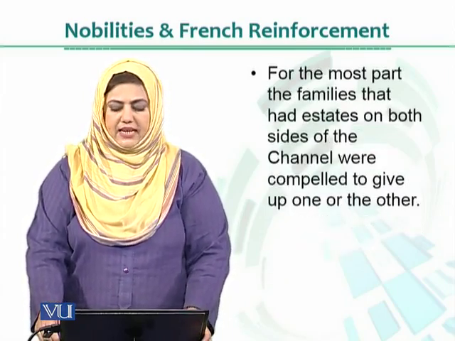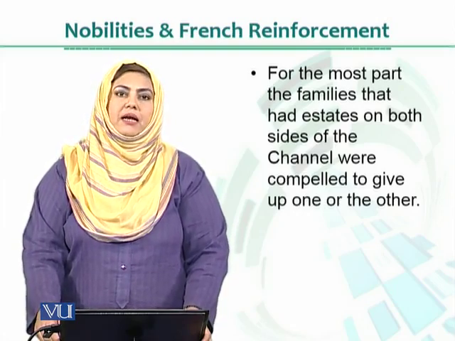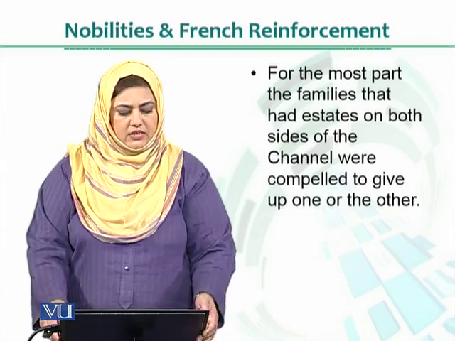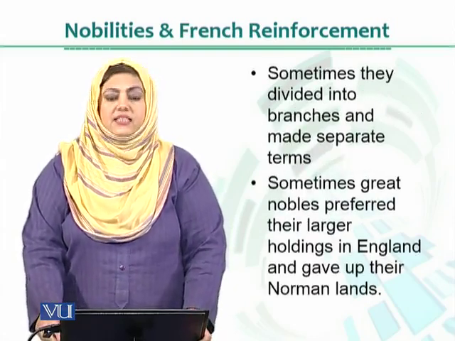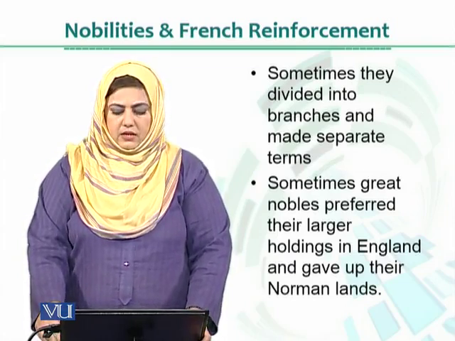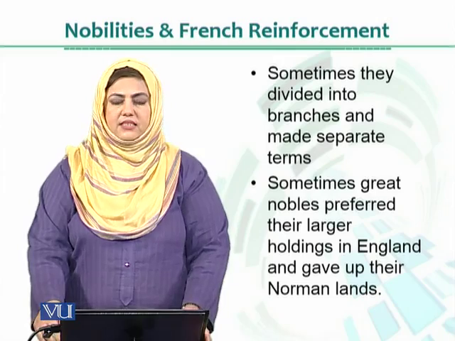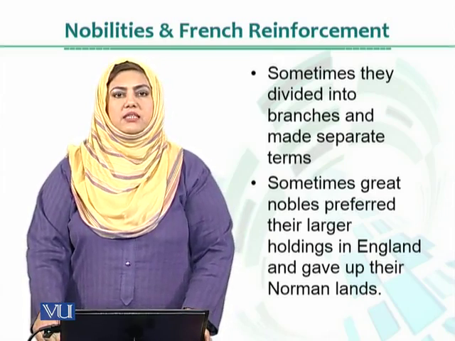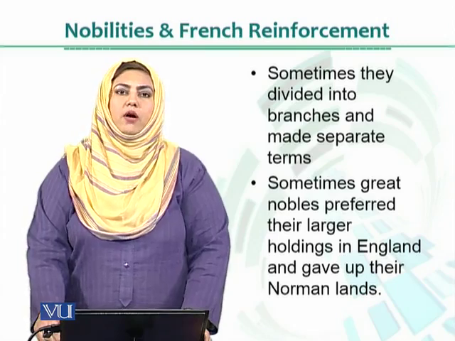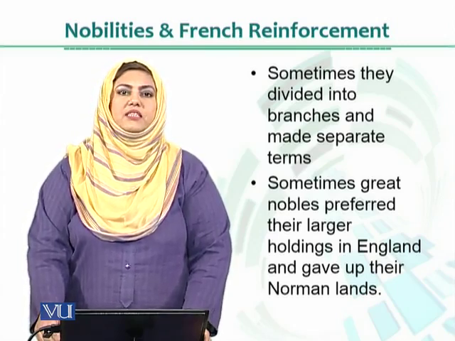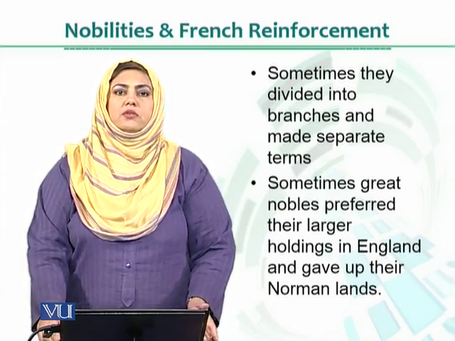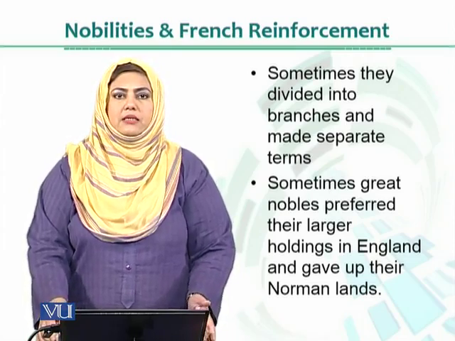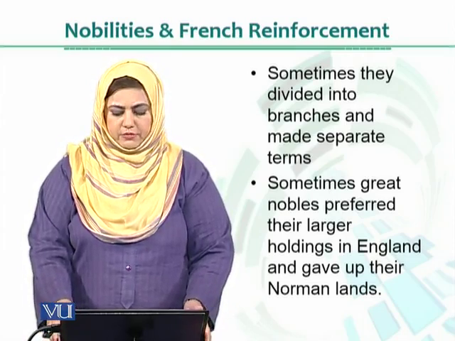For the most part, the families that had estates on both sides of the channel were now compelled to give up one of the lands, either the lands that they had on the continent or in England. Sometimes they divided into branches and made separate terms. Sometimes great nobles preferred their larger holdings in England and gave up their Norman lands. People decided these matters as per their choices and preferences. Some would divide the lands and properties on both sides within their family. One son would have property here, the other would have property in the other land.